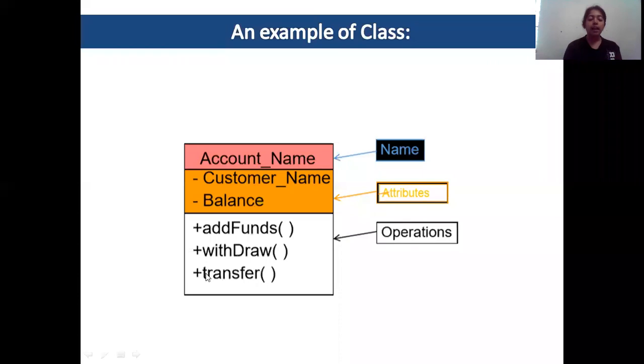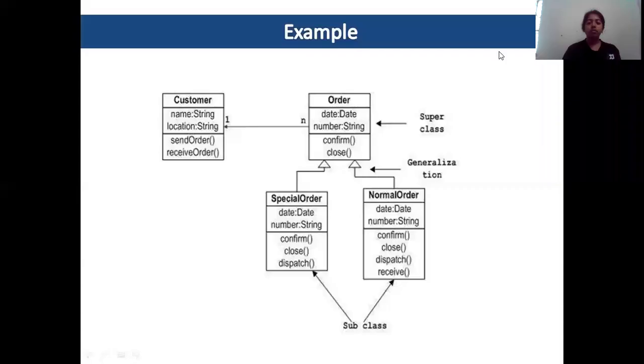And these operations have public visibility modes. So this is an example of a class diagram. This diagram is an example of an order system of an application. It describes a particular aspect of the entire application.